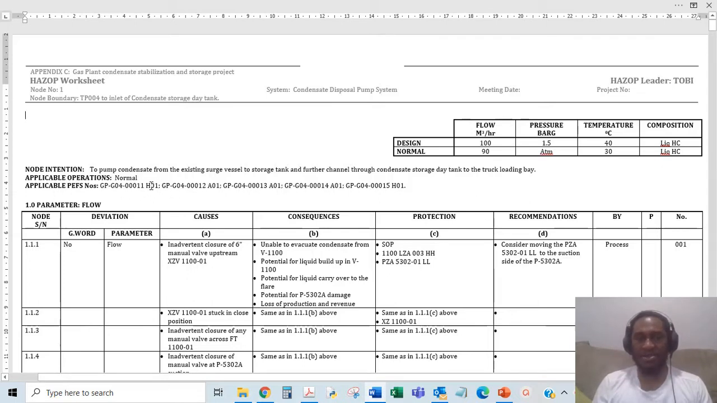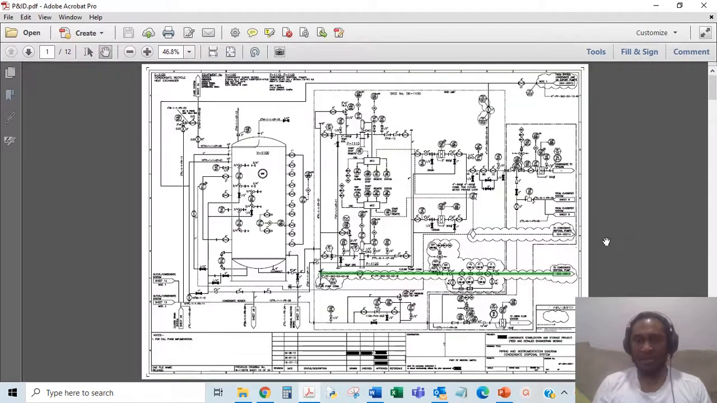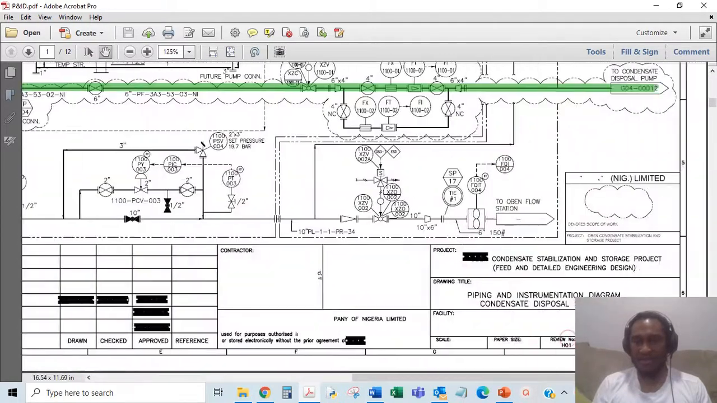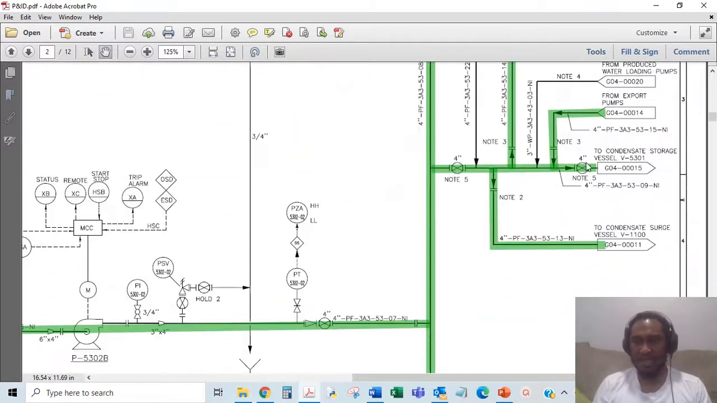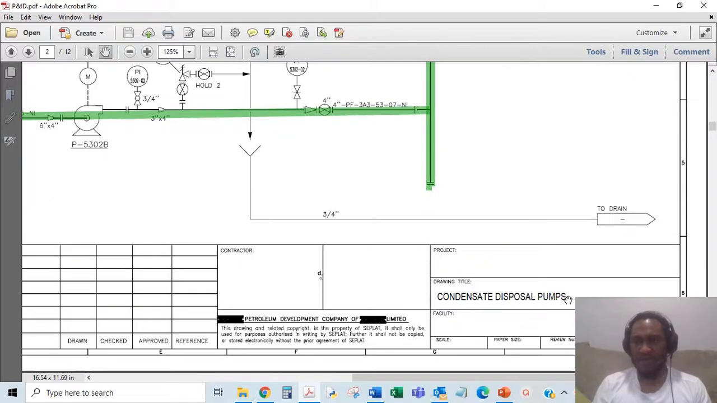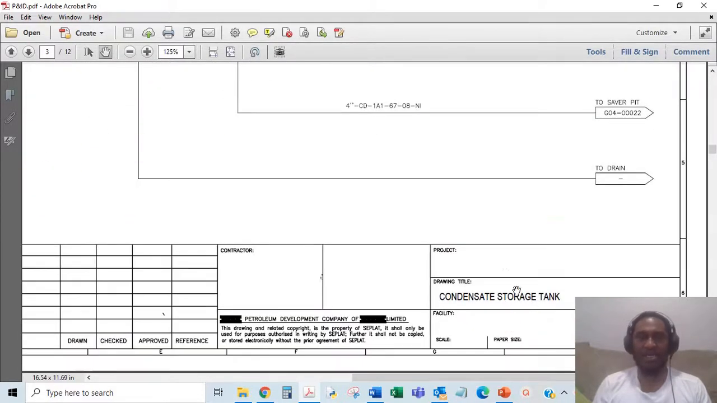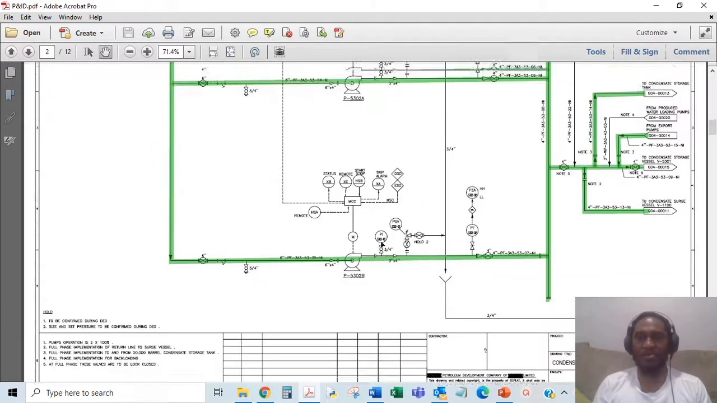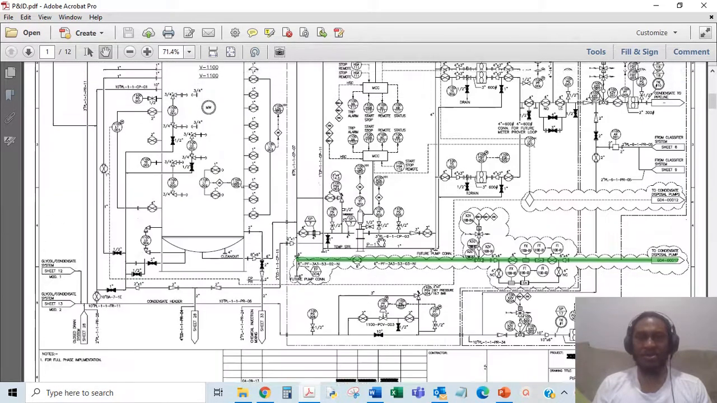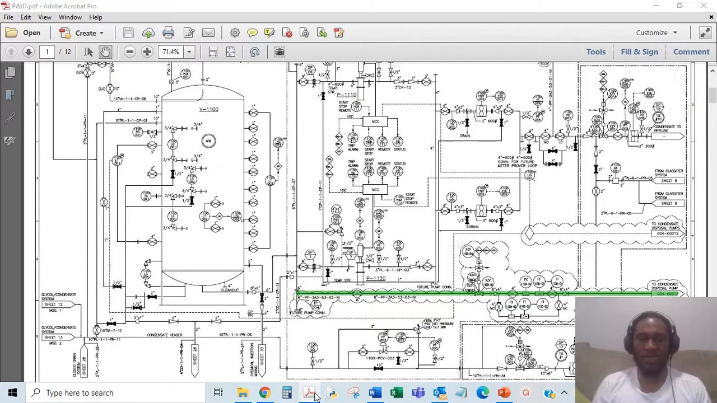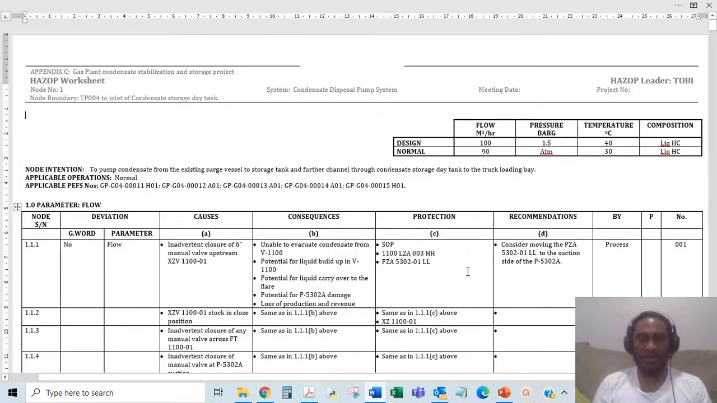Then you give the numbers of the P&IDs. That's 000, 11, 12, 13. You get all those from here. So this is 11, you go into the second page. This is 12, and then this is 13, like that. And you just write all the P&ID pages that you're going to be HAZOPing. You write everything down here.